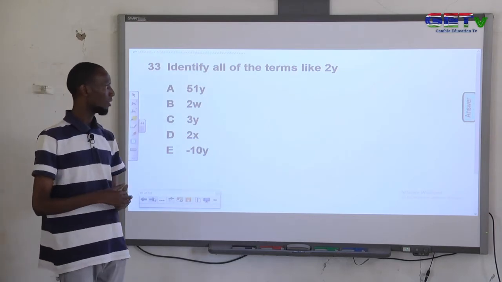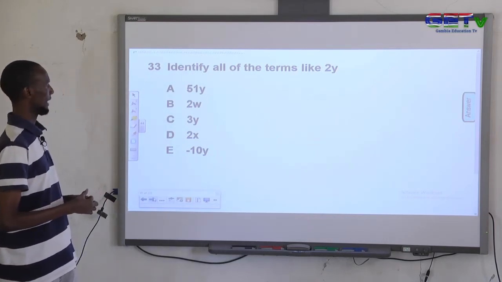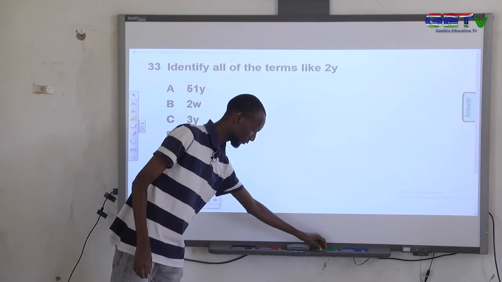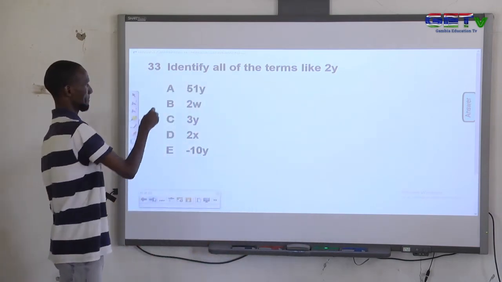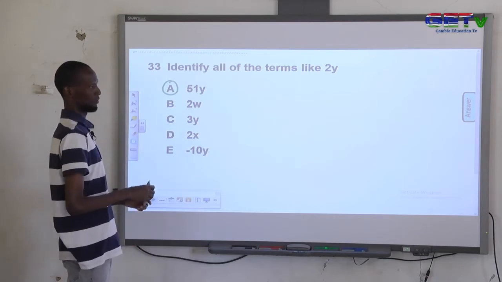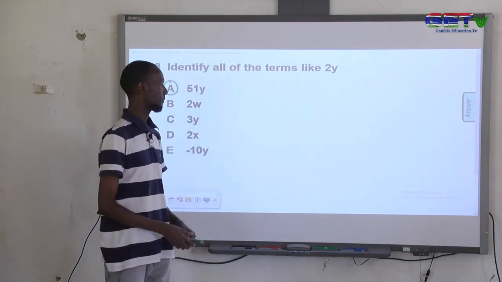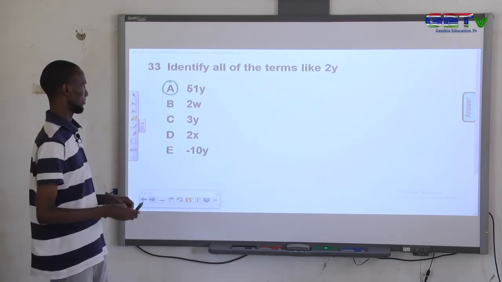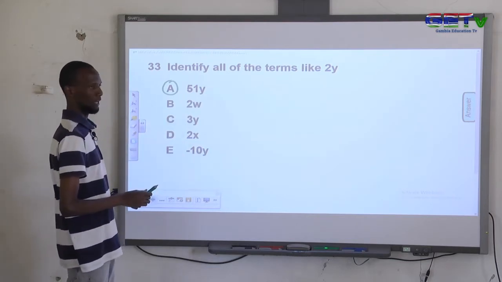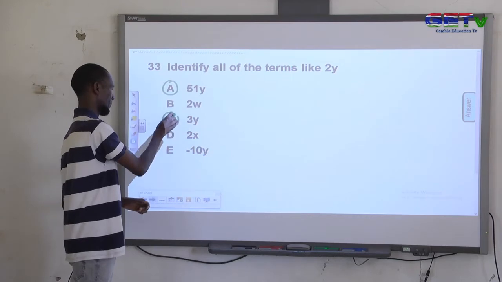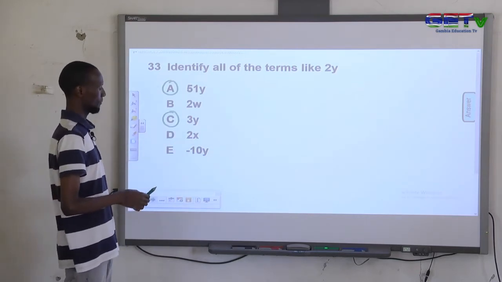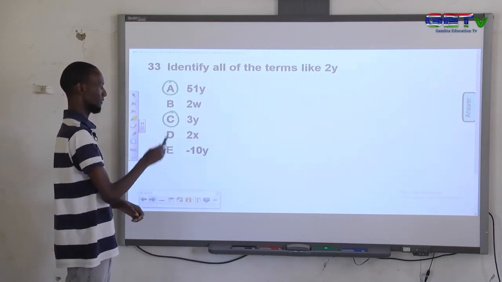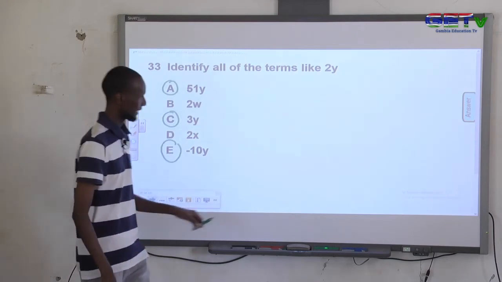Again, let's identify all of the terms like 2y. So now I can go through this quickly with you. 51y will qualify because the same variable, same power. 2w will not qualify, different variables. 3y also qualifies. Why? Because the same variable, the same power. 2x cannot be because different variable, but negative 10y also qualifies, same variable, same power. So all these are like 2y.